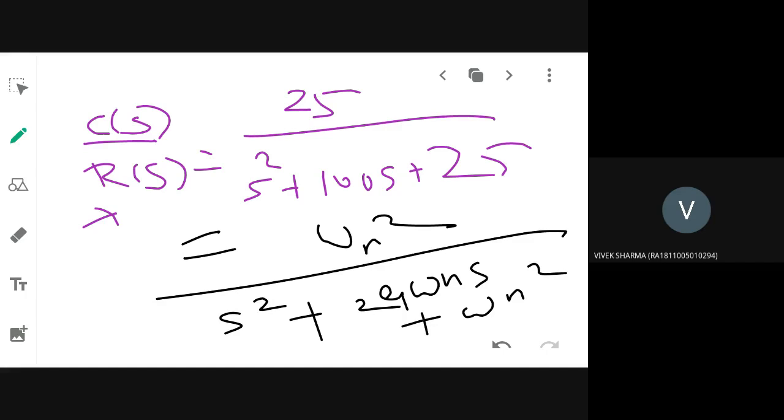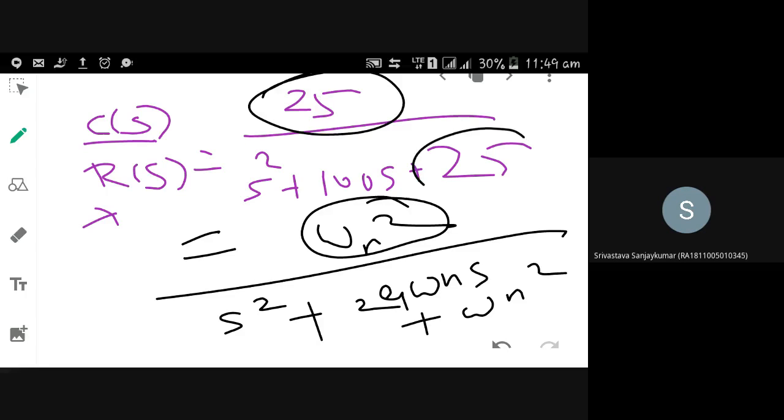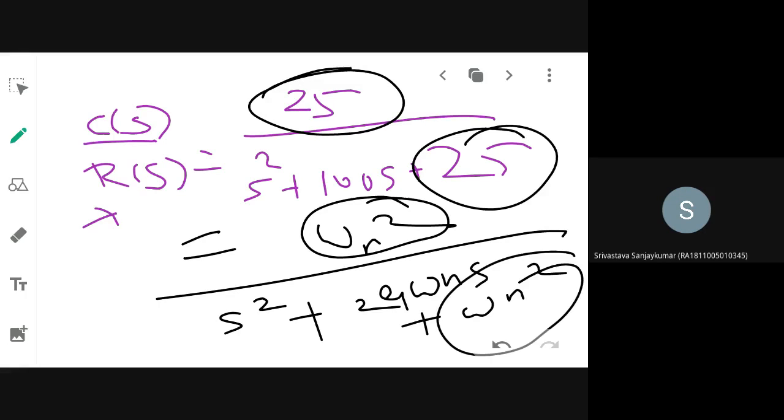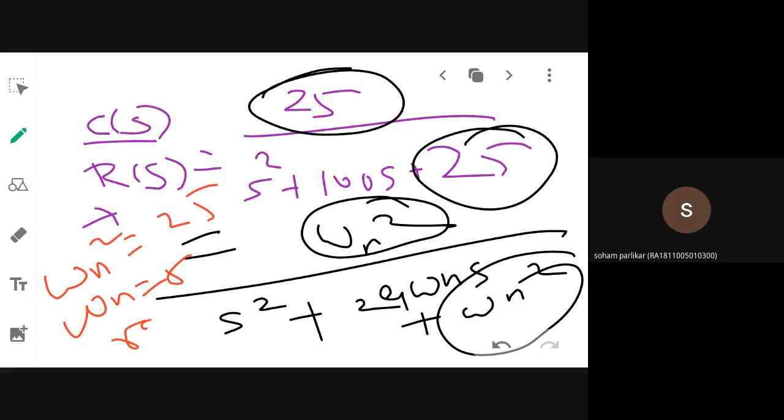Now you can easily find out what omega n is and what zeta is. Tell me what is omega n. Omega n squared is over here. Okay, so omega n is what value? Omega n squared is 25. So omega n will be 5 radians per second.